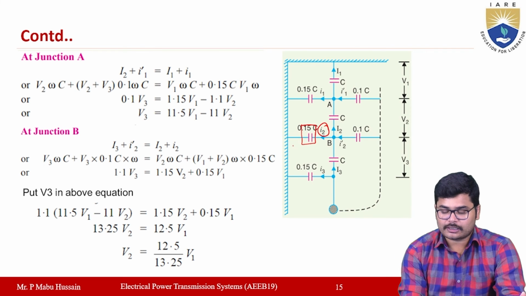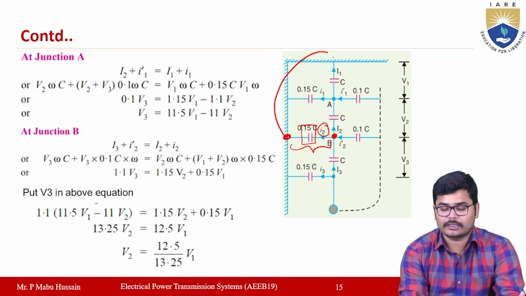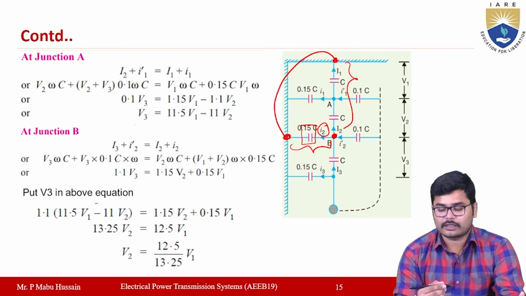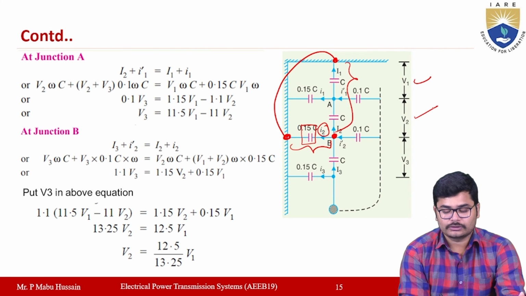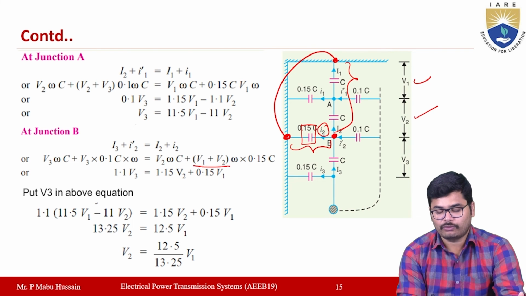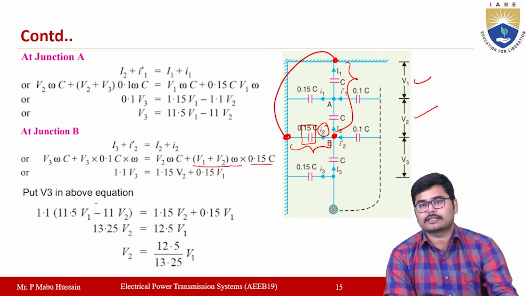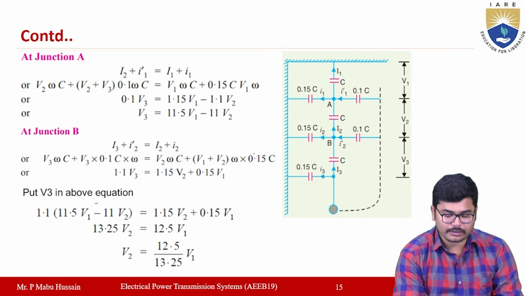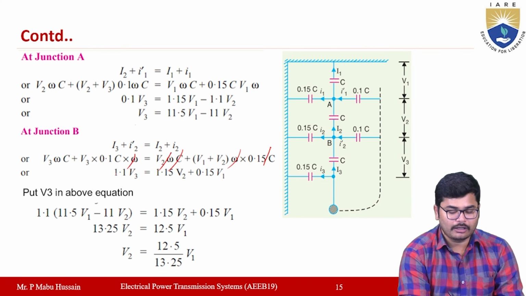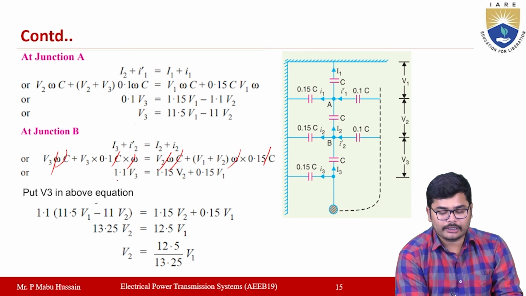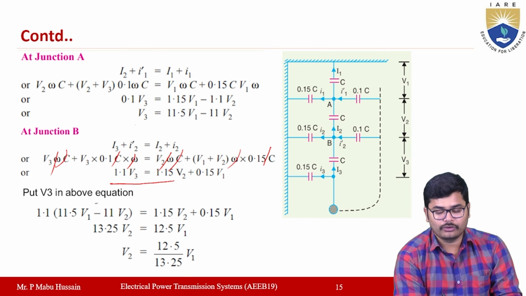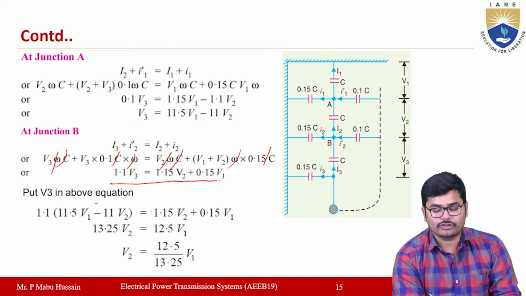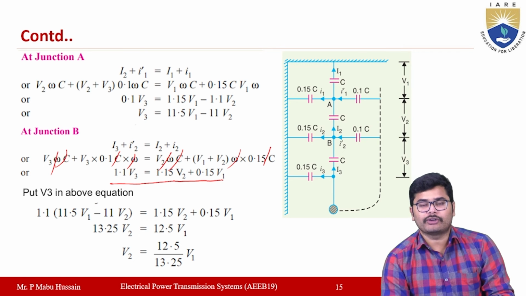Now you have to observe the voltage across this, which is nothing but the voltage across this point and this point. This point is again the same as this point. So the voltage across these two points is V1 plus V2. So V1 plus V2 is the voltage, times omega, and the capacitance is 0.1 C. Again we are reducing this equation by cancelling out omega C on both sides. Then finally you are getting 1.11 V3 is equal to 1.15 V2 plus 0.15 V1.